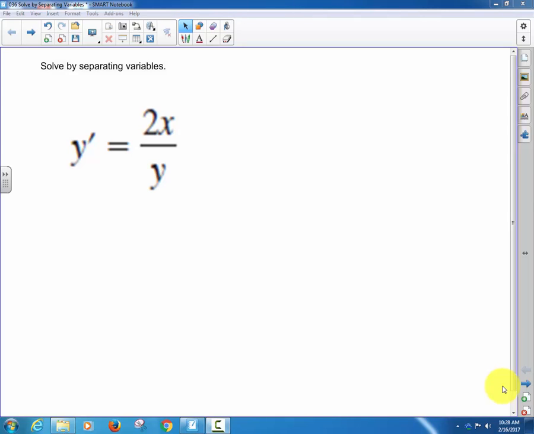Okay, yesterday we talked about, or started talking about, differential equations. What are differential equations? Equations that have the original equation and the derivative. Yes, equations that have derivatives in them, somehow or another. So it's an equation that has a derivative in it.